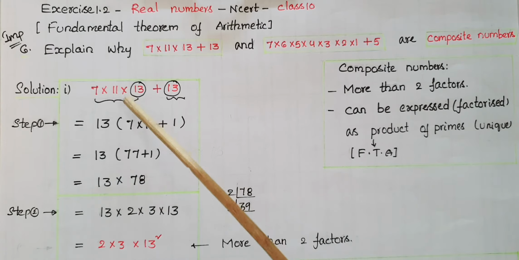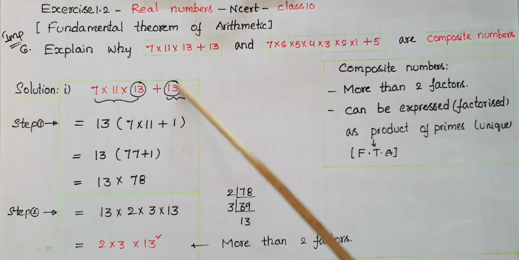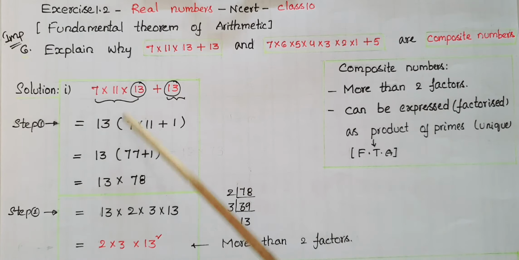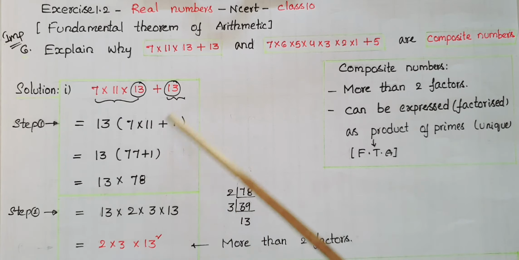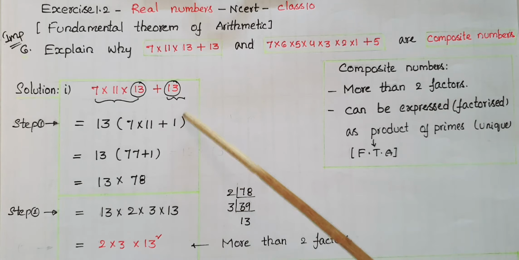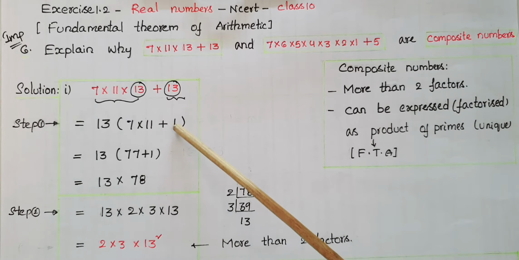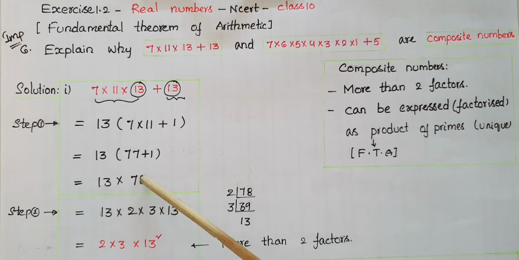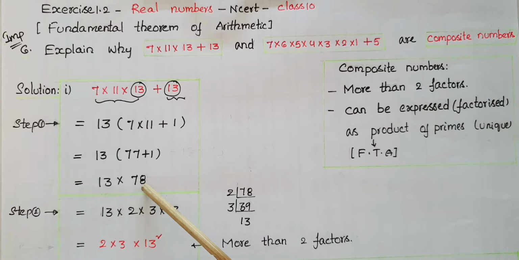So first take 13 as common in these two terms. So take out 13 here. So 13 into 7 into 11 plus 1. Here 13 into 1 is 13 into 1. So plus 1. That is equal to 13 into, here 7 11s are 77 plus 1, that is equal to 13 into 78. So again 13 is a prime factor, so 78 you can factorize again.